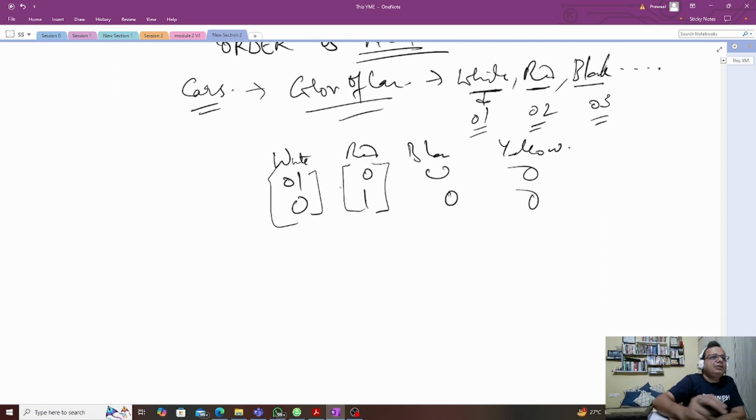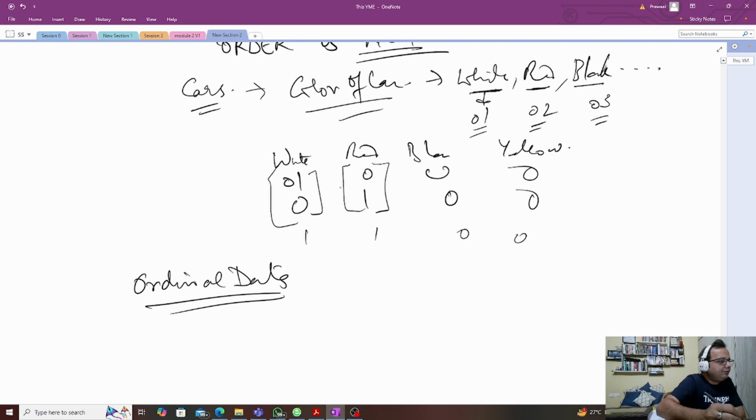And if it's a dual color, you can probably have white and black, and then this and this, etc. Whatever is the domain of the problem. But if you look closely, the order of these values doesn't make sense. Red can come before, white is later, all of this. So this is nominal data. The second category is ordinal data.